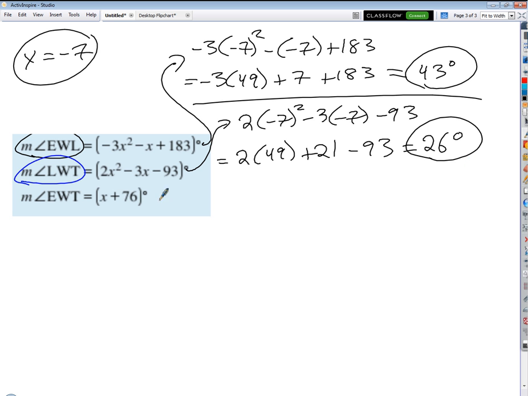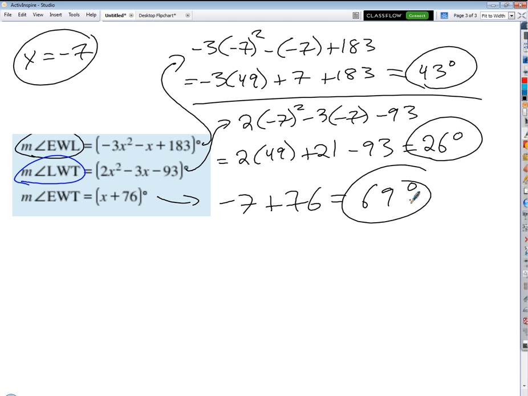The bottom one, down here, we're just going to get negative 7 plus 76 equals 69 degrees. And what do you know? It works, doesn't it? 43 degrees plus 26 degrees equals 69 degrees, right? So those are our answers. Make sense? Isn't that great? Okay, off we go. Let me tell you where we're going.